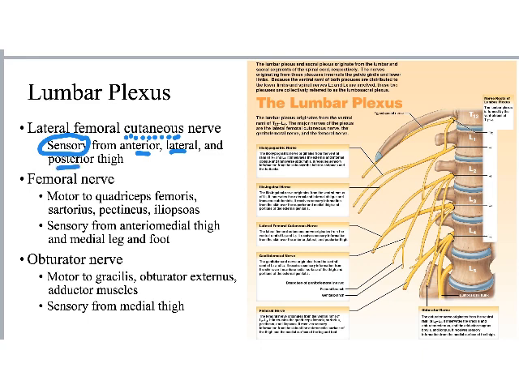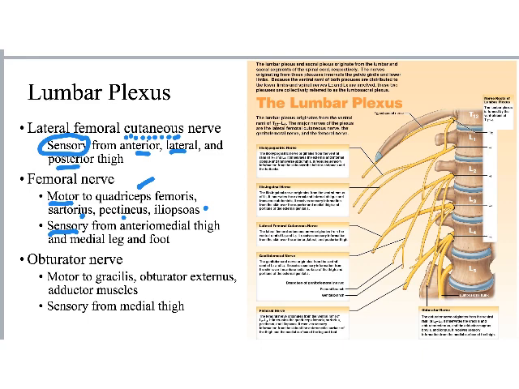The femoral nerve is going to give you both motor and sensation. So the motor is going to be to the quadriceps femoris, sartorius, pectineus, iliopsoas. Sensory is going to come from the anterior medial thigh and from the medial leg and foot.